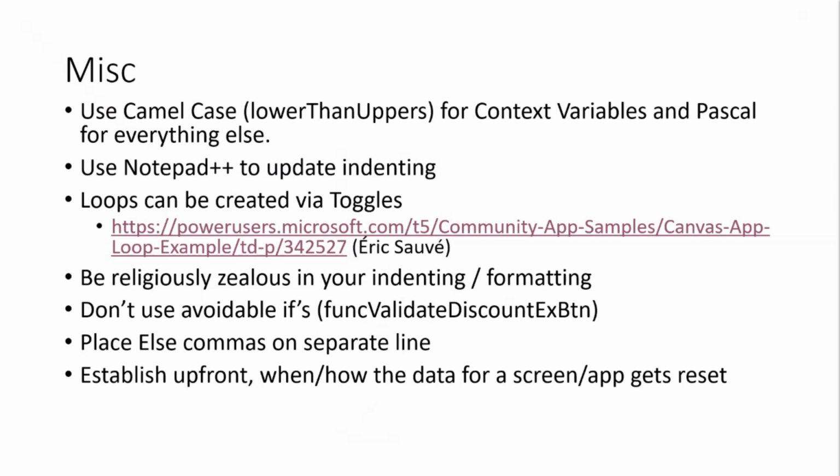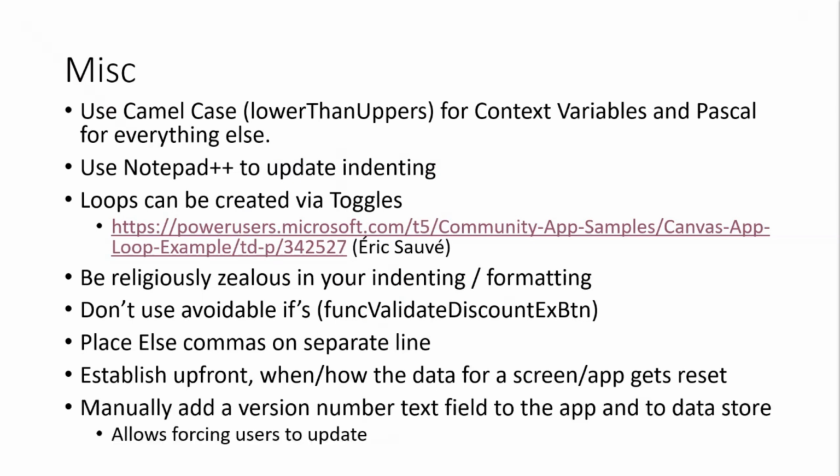Or the screen. So just be very careful that you are defining, hey, in the OnVisible, maybe you need to reset all the context variables for your app. In the app load, maybe you need to reset all of the global variables. Maybe you need a refresh button on the main screen to reset all the global variables if you want to be able to pull new data. Those are all things you need to go through and define. So you need to establish that up front before you even start creating and designing your very first screen.